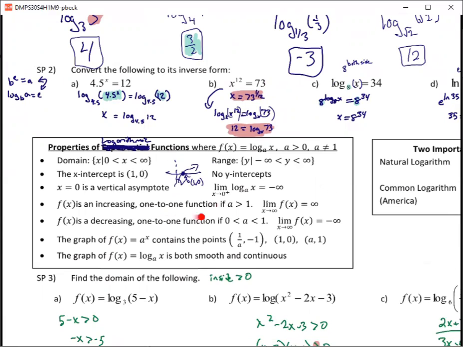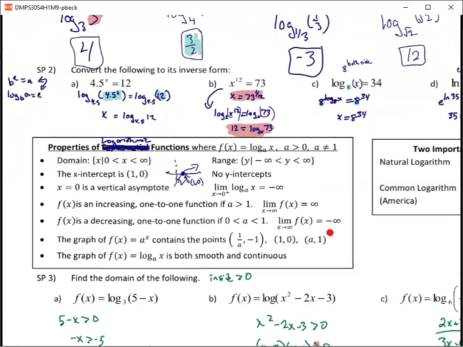There are no y-intercepts on this one because the domain is just positive numbers. It's an increasing one-to-one function, and we hope it's one-to-one because that means it has an inverse. And since it has an inverse, we know the inverse is an exponential. So if f of x is decreasing, our base is going to be between 0 and 1. Notice that the base is only going to be positive numbers. That was true for exponentials as well.